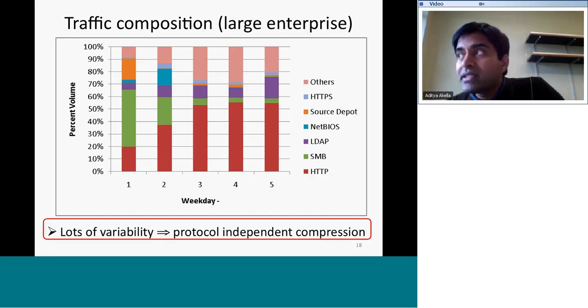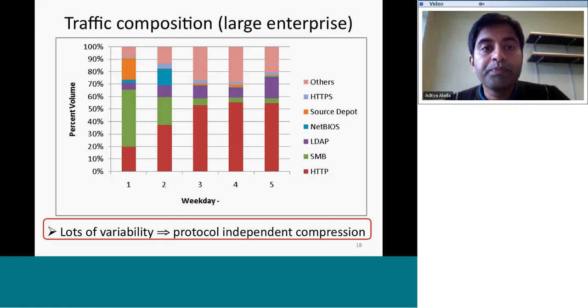And because there is no one dominating protocol, it is good to use a redundancy elimination technique that is protocol independent. This immediately takes out of the picture things like web caches, which are very specific to HTTP traffic. You want something that doesn't need to know about the composition of the traffic in order to work well. So that automatically makes a case for protocol independent compression techniques.